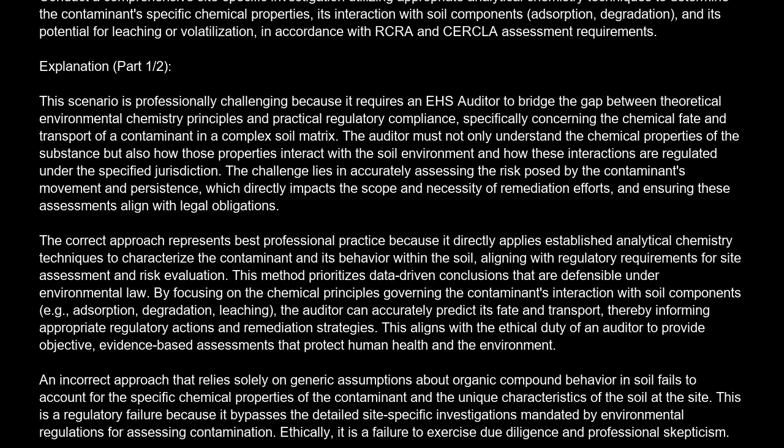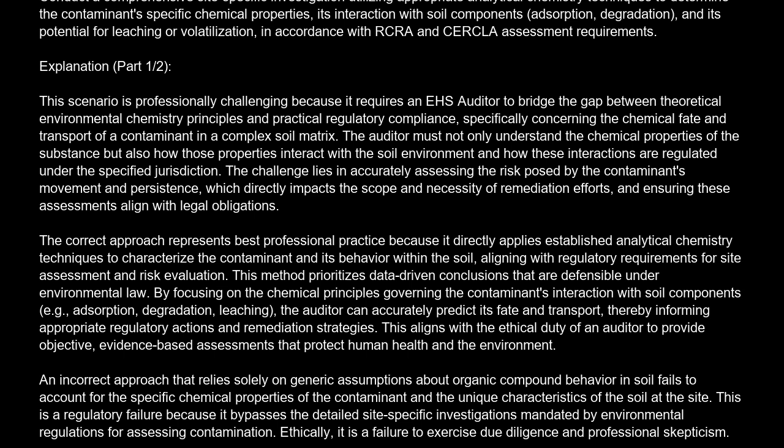Explanation. This scenario is professionally challenging because it requires an EHS auditor to bridge the gap between theoretical environmental chemistry principles and practical regulatory compliance, specifically concerning the chemical fate and transport of a contaminant in a complex soil matrix. The auditor must not only understand the chemical properties of the substance, but also how those properties interact with the soil environment and how these interactions are regulated under the specified jurisdiction.